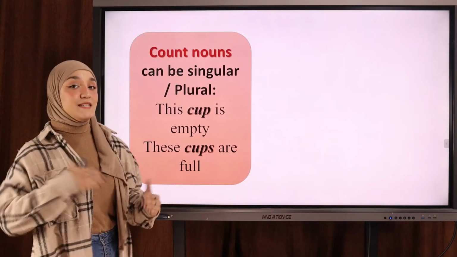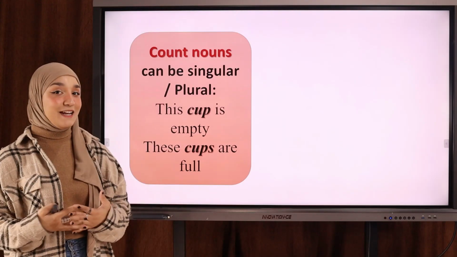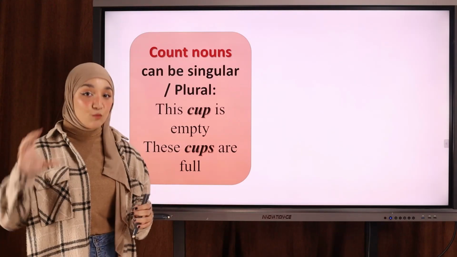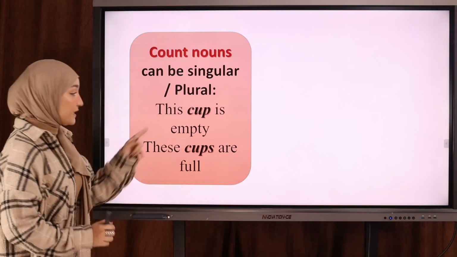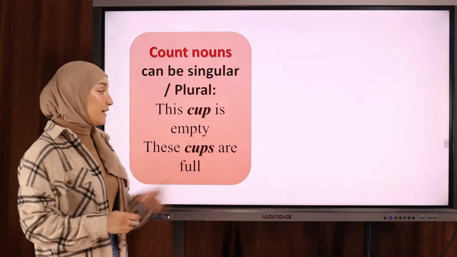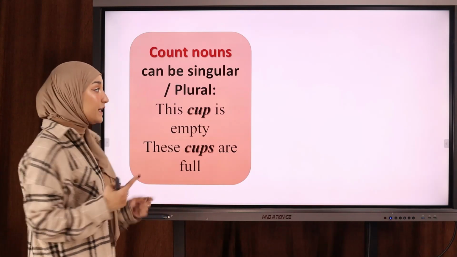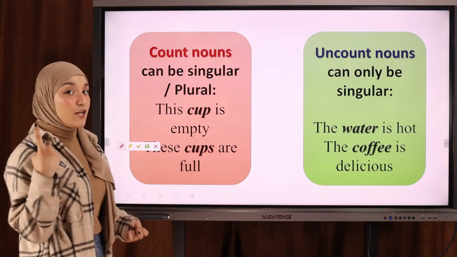Count nouns can be singular and plural. So here's an example. This cup is empty. This cup. I am talking about 1 cup.